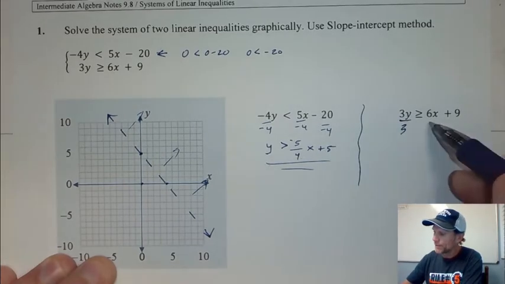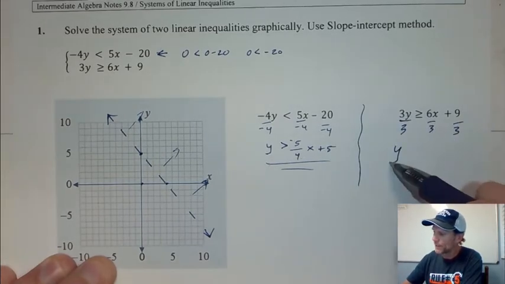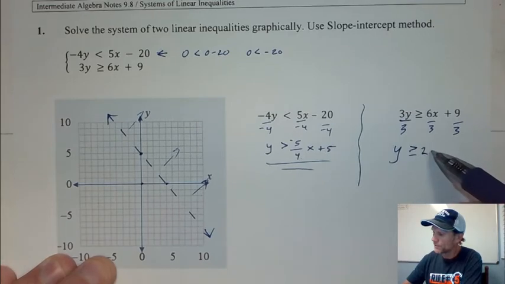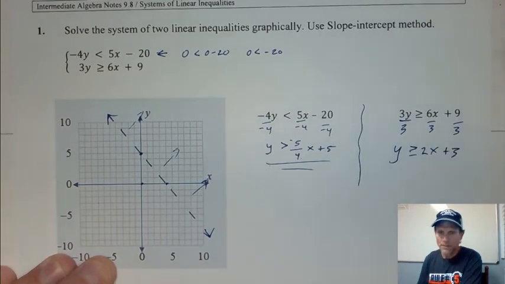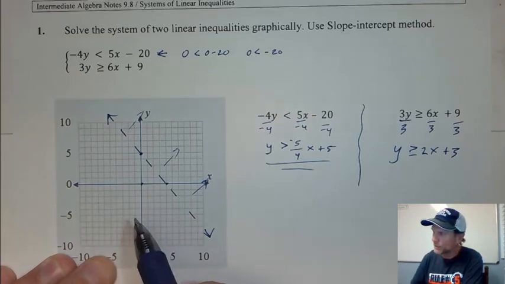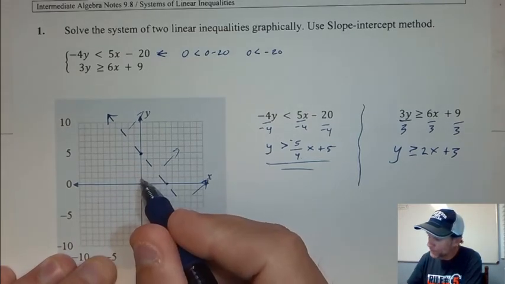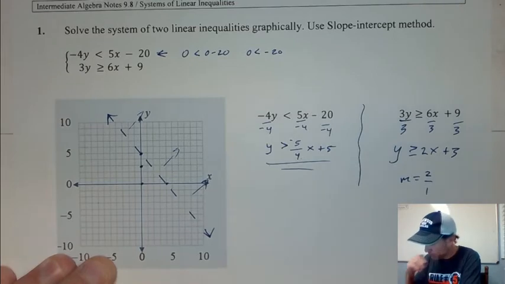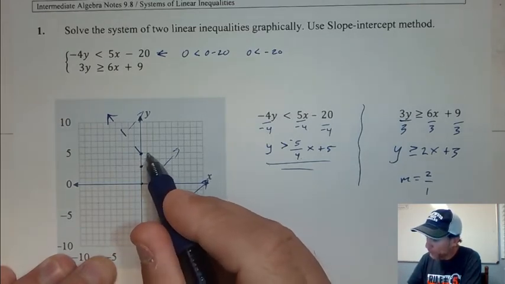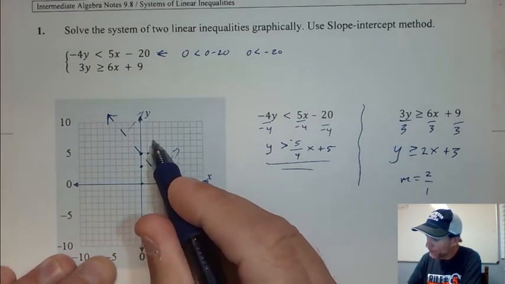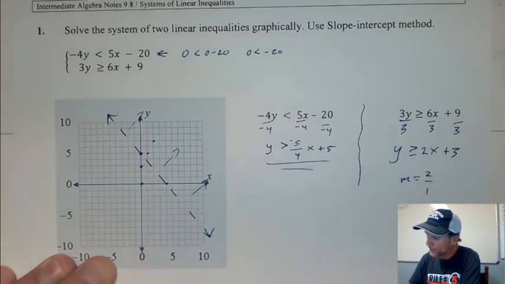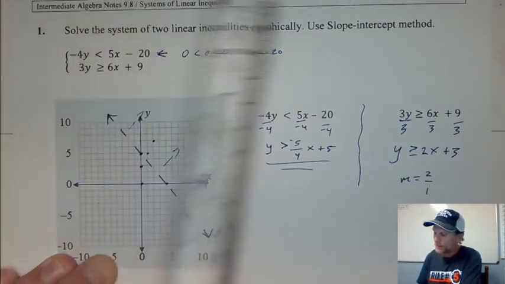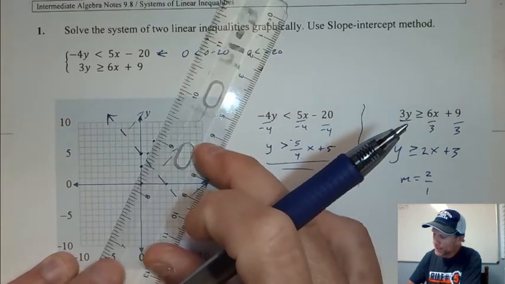So now I'm going to divide by 3. We get y. I don't need to reverse the inequality sign, and I get y is greater than or equal to 2x plus 3. Okay, so my starting point's at 3. 1, 2, 3. My slope is 2. M equals 2 over 1. So I'll go up 2 over 1. And I could draw a couple more points if I need it. I don't really need them, but I'm going to draw a solid line through that.